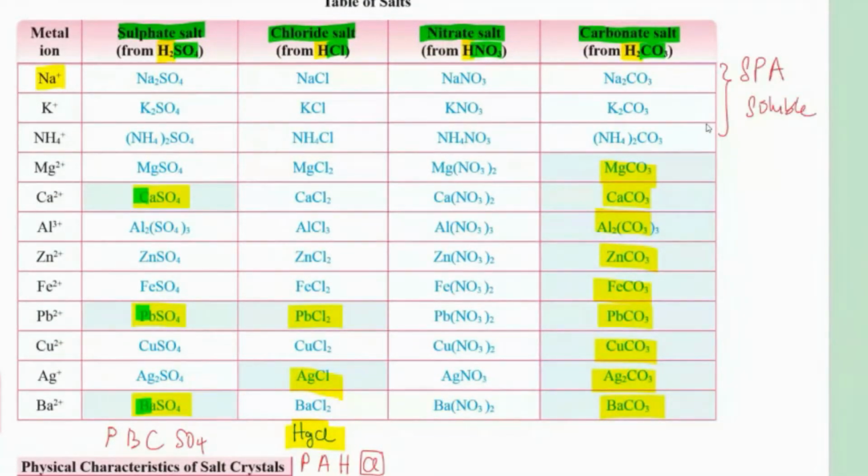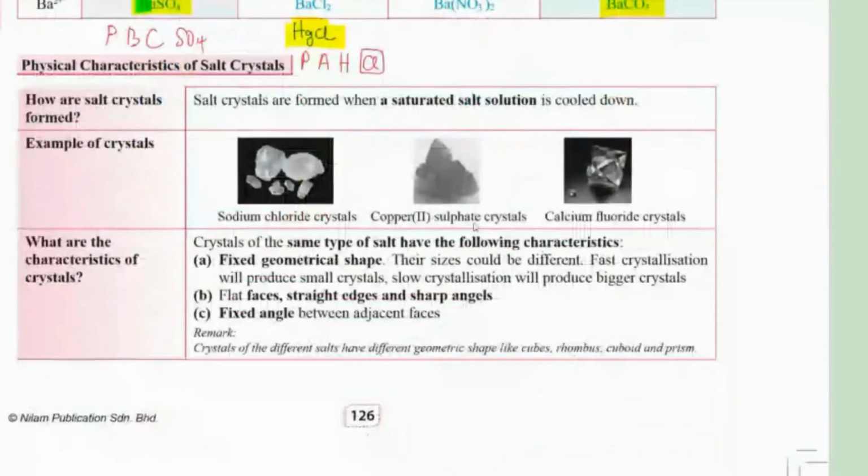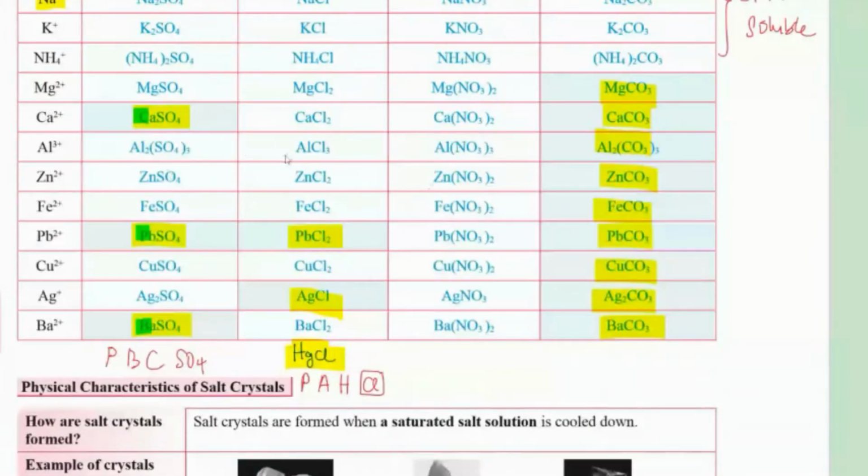What is meant by SPA? S is sodium, P is potassium, A is ammonium. These three are all soluble. No matter what they are combined with, they are soluble. This one will take some time for you to remember, the solubility of the salt. Later we will come back again to see the solubility for the preparation.